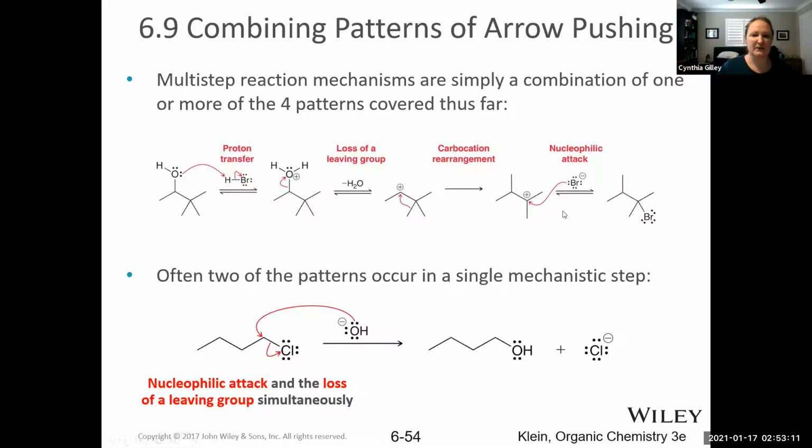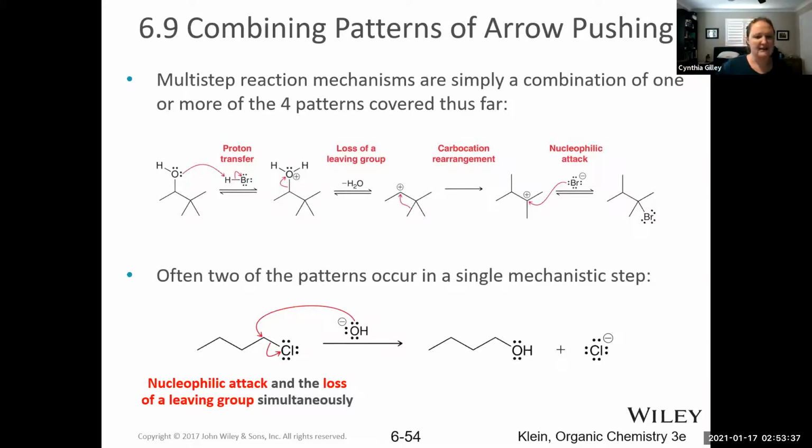Notice that some of these steps are drawn as reversible arrows and some of them are drawn as irreversible arrows. We're going to talk about when you can draw things reversibly versus irreversibly. Although the book is not necessarily consistent with always drawing them perfectly, it is important to recognize when you can draw different types of arrows.